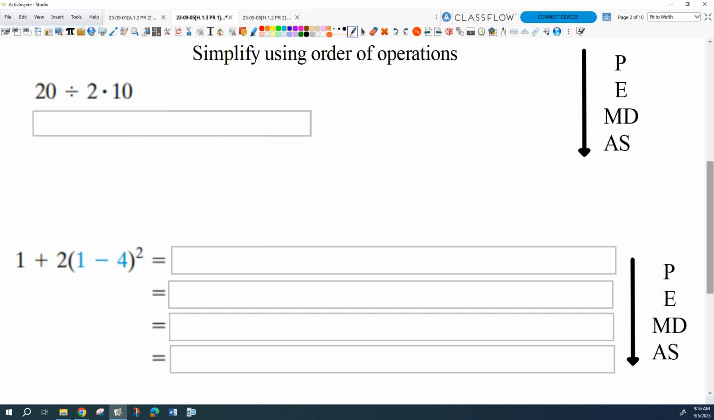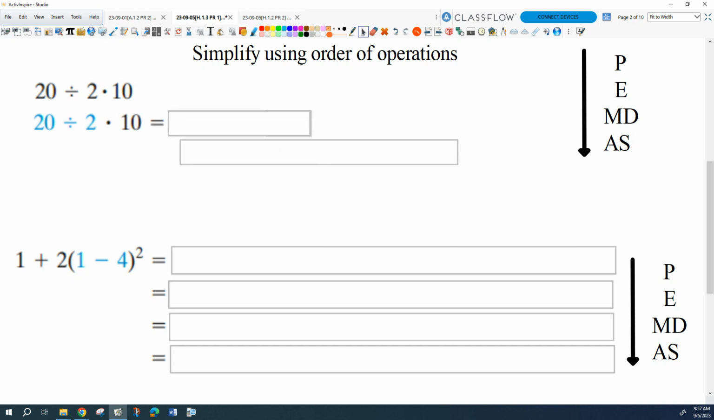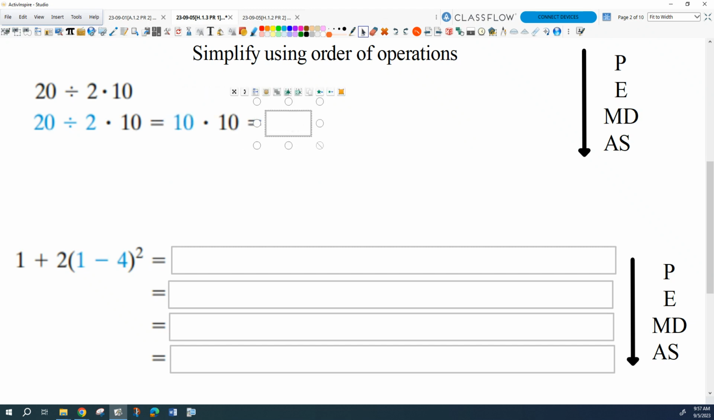What do you think? Be brave. 100, yeah. How did we get 100? We get 100 because what's the first thing I have to do? 20 divided by 2. Yeah, 20 divided by 2 is 10, times 10 gives us our 100, right? Okay.